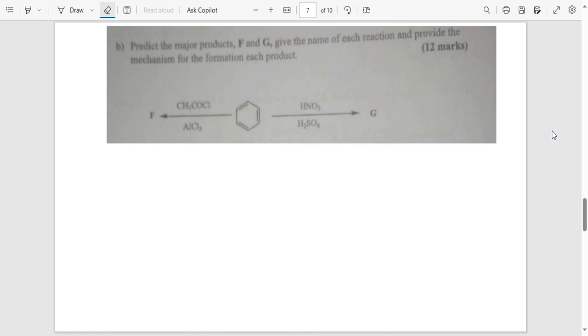Okay, so we have got this question now. Predict a major product F and G, give the name of each reaction, and provide the mechanism for the formation of each product. Now we are starting with benzene. We have got benzene.